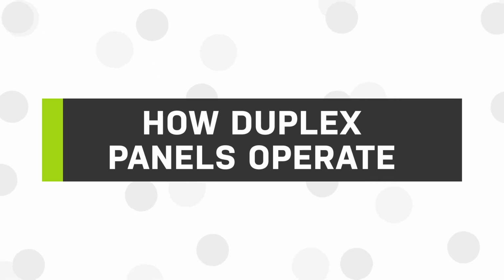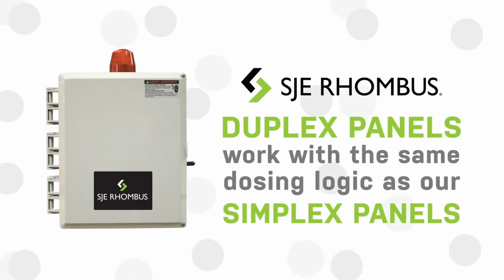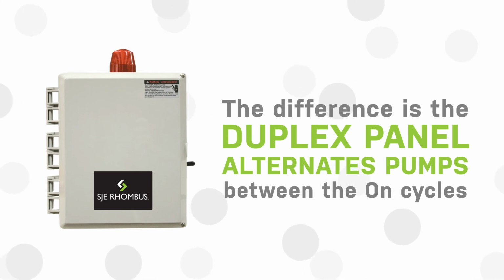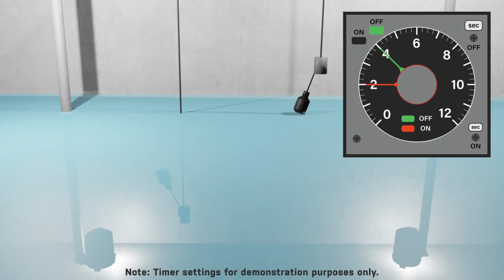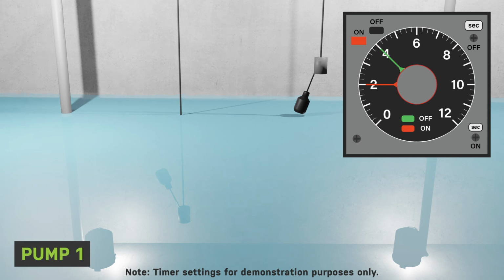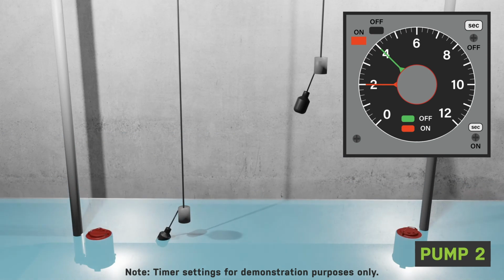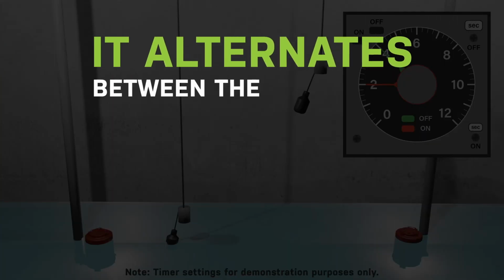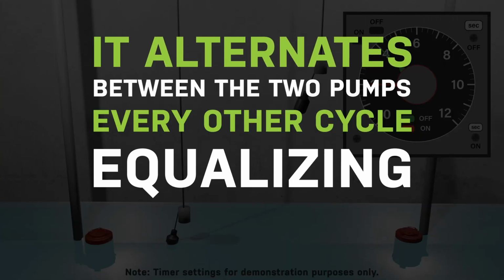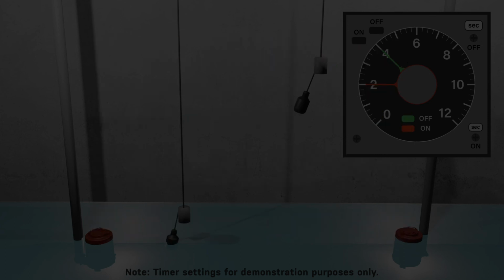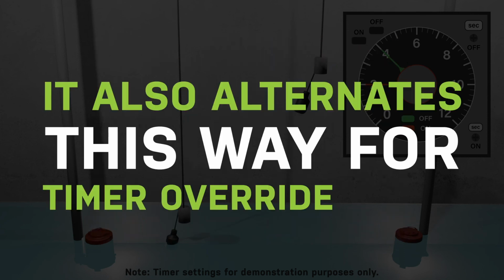How Duplex time dose panels operate. SJE Rhombus Duplex time dose panels work with the same dosing logic as our Simplex time dose panels. The difference is the Duplex panel alternates pumps between the on cycles. The Duplex time dose panel will call pump 1 for the first on dose. It will call pump 2 for the next on dose. It alternates between the 2 pumps every other cycle, equalizing pump wear. It also alternates this way for timer override doses.